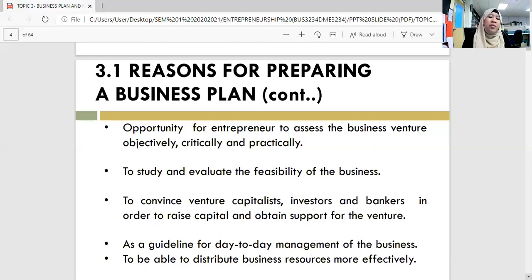And the fourth one, as a guideline for day-to-day management of the business. When we're talking about day-to-day management, we're talking about the process of management itself. We're talking about POLC plus S: planning, organizing, leading, controlling, and staffing. I believe day-to-day management is about the routine of the business process, and we have to make sure that we guide the planning and strategy, and that we have a leader who is a good planner, a good organizer, a good leader, a good controller, and lastly good staffing.